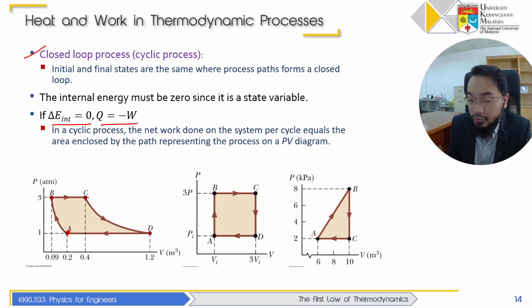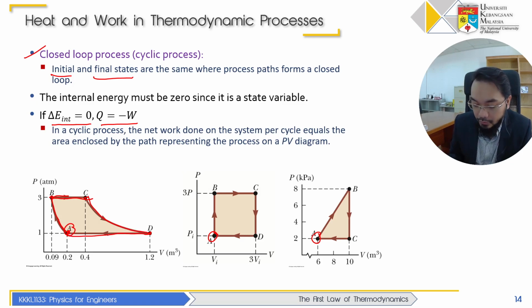So this is when we have the initial state and final state being the same, because A is both the initial and the final state of the process of the system. The process goes through different pathways. The first pathway is A to B, the second pathway is B to C, the third pathway is C to D, and the fourth pathway is D to A. This is the same for the three example PV diagrams here.